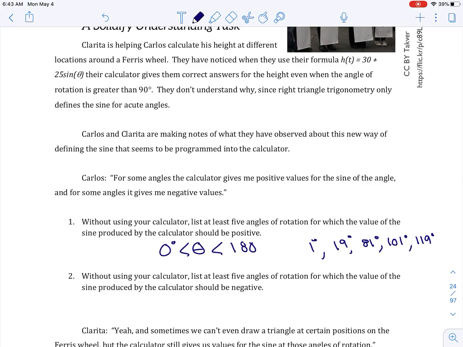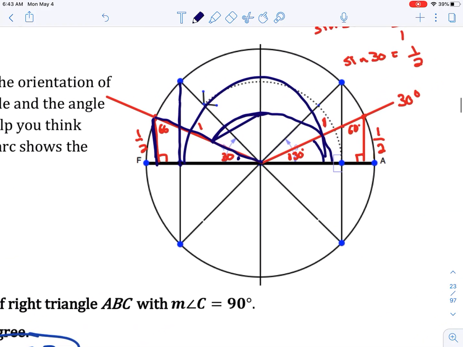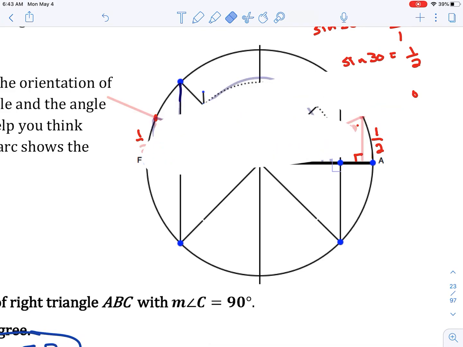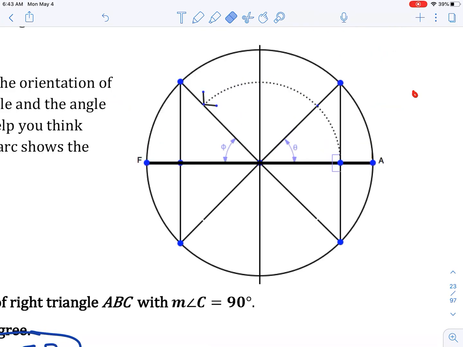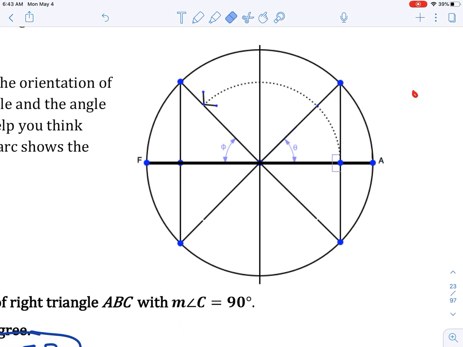Without using a calculator, list at least 5 angles of rotation for which the value of sine produced should be negative. So going back to my picture, which is a little jumbled up right now. So here are our negative ones. Let's say I had, I'll use red so you can see it better. Let's say I had the one they have for us here. So the reference angle is 45 degrees.